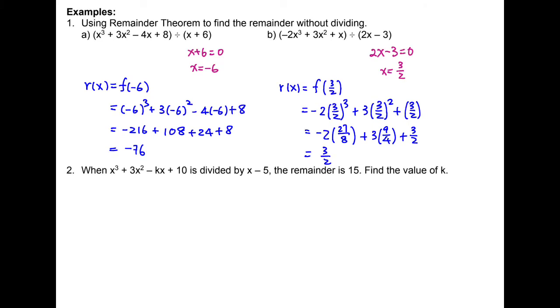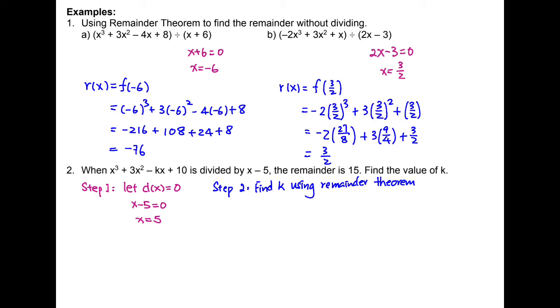Example 2, there is a function given, and the function is being divided by x minus 5. The remainder is 15. We want to find the unknown variable k. So step 1, we have to let the divisor equal to 0. So x minus 5 equal to 0, so we know x equals 5. Step 2, we're going to use the remainder theorem to find the value of k. So we know the remainder will be f at 5. And since the remainder is given, we know 15 equals f at 5.